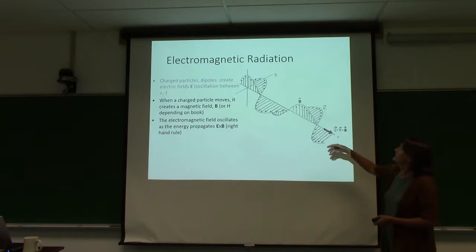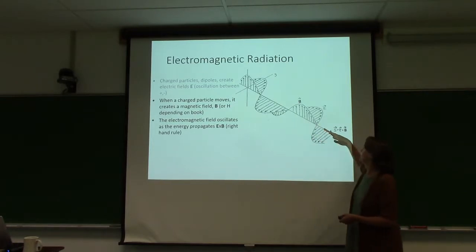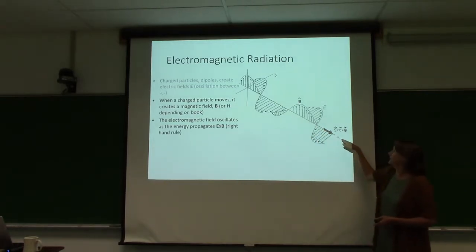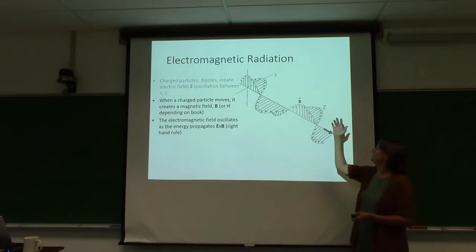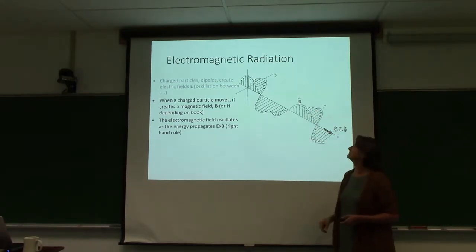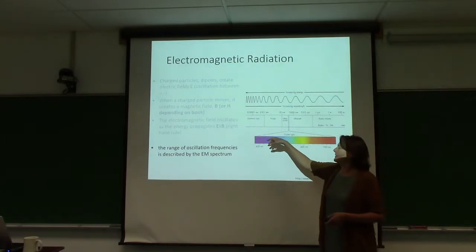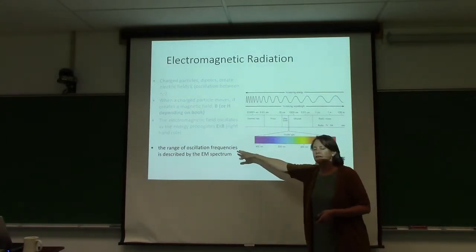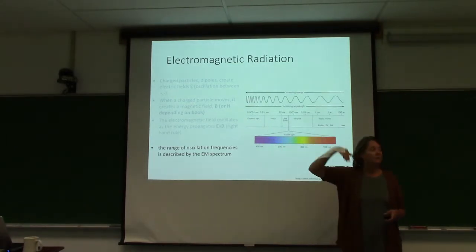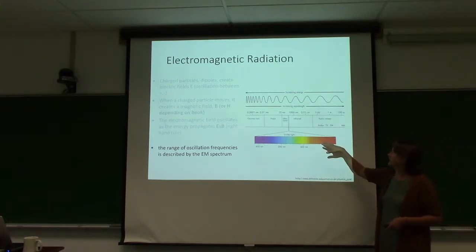These electromagnetic fields oscillate, and the energy propagates along a direction. In this case, it will be propagating along this axis. You can follow the right-hand rule for E cross B, and that tells you the direction of propagation. Reminding you from physics, we can think about this electromagnetic radiation in terms of a range of oscillation frequencies, how frequently those oscillations occur, and that's described by the electromagnetic spectrum.